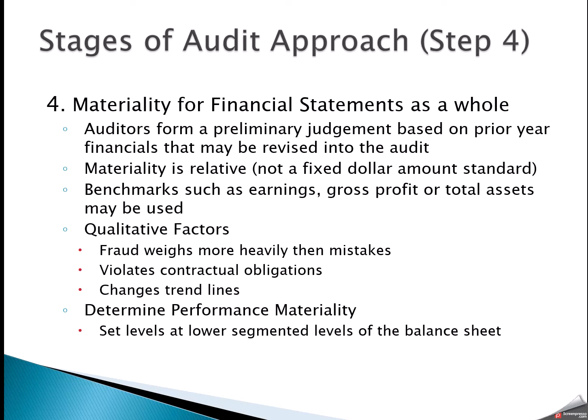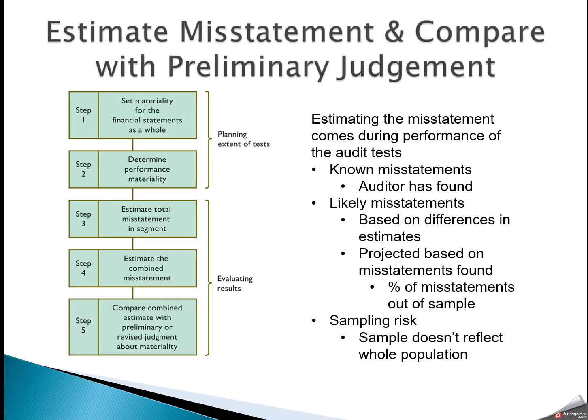And then we take it down to the lower level, which is performance materiality. At that level, you're going through each category in the balance sheet and saying, okay, let's look at our cash accounts, our accounts receivable, our inventories, and then set different levels for each of those accounts. So it's not the financial statements as a whole, it's more the categories within those financial statements.